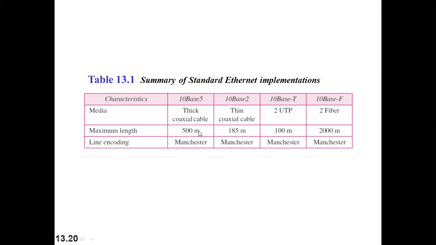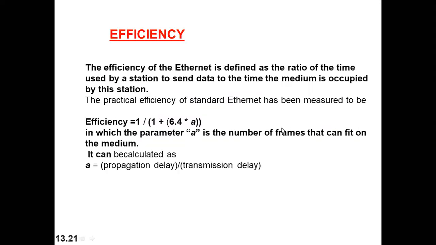Maximum length: 10 Base 5, it can be 500 meters of cable. 10 Base 2, it is 185 meters. 10 Base T, 100 meters from the hub to the device. Whereas 10 Base F, it is 2000 meters, in terms of optic fiber. For line encoding, all of these follow the same method, which is digital baseband coding. We have seen it follows Manchester coding. All this Ethernet follows Manchester coding. So this is about the standard Ethernet and the different implementations present in it.